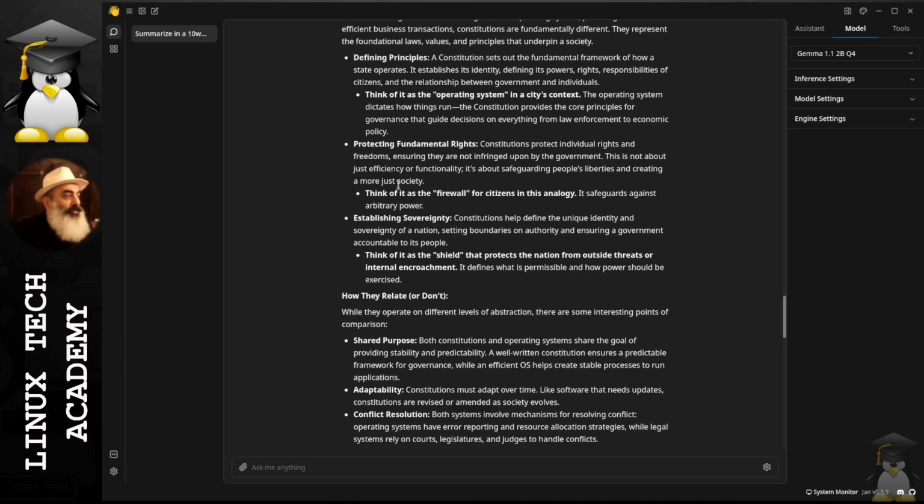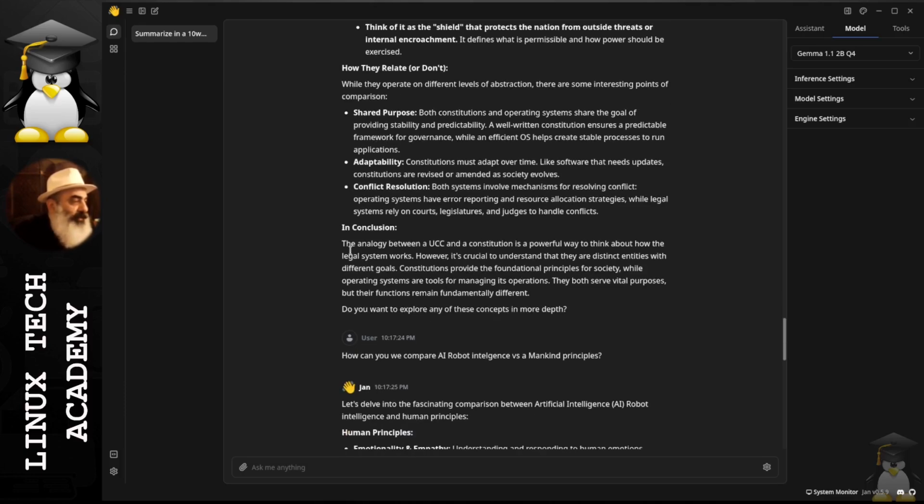This is not about just efficiency or functionality. It's about safeguarding people's liberties and creating a more just society. Okay, great. Think of it as the firewall for citizens in this analogy. See the firewall in computers? It safeguards against arbitrary power. Great. Okay, so as I said, there's a lot here to discuss. And again, I'm going to leave the rest for you.